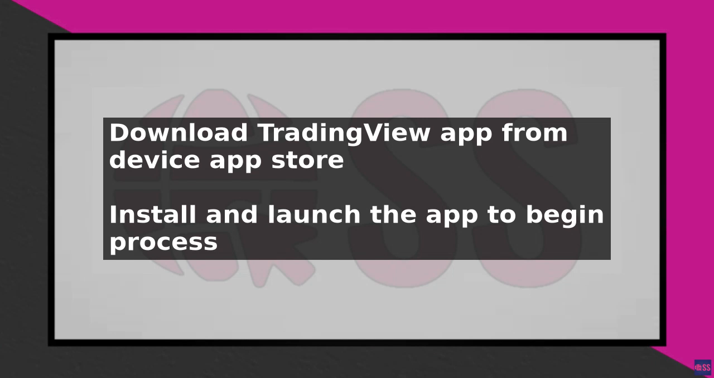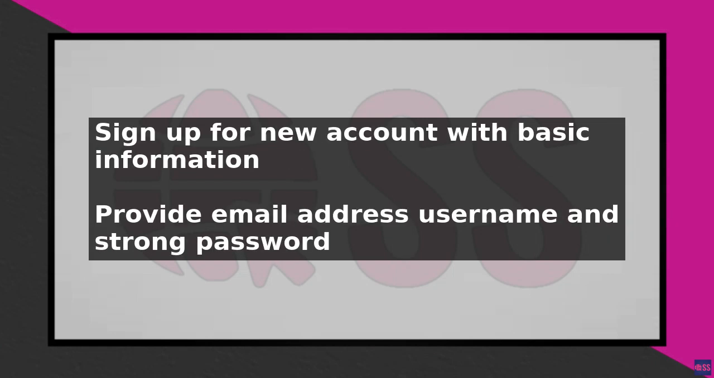Once the download is complete, click the Open button to launch the app. When you first open the app, you will be prompted to either log in or sign up for a new account. Since you are creating a new account, select the Sign Up option. You will be asked to provide some basic information such as your email address, username, and password. Choose a strong and unique password to ensure the security of your account. After filling out the registration form, click the Sign Up button to create your new account.